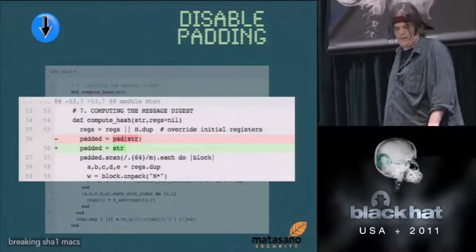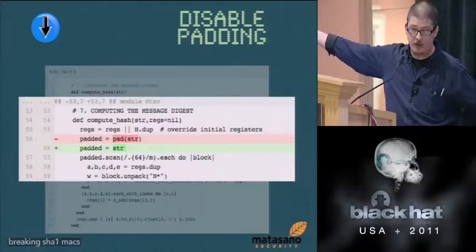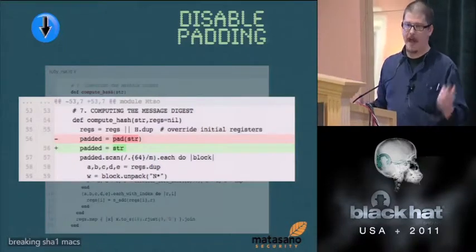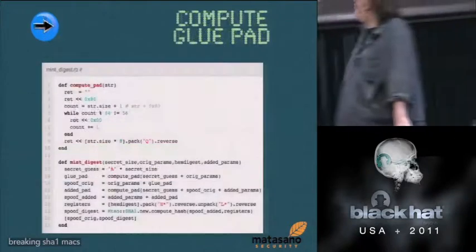So all I did here was take the fact that they're calling the pad function with the string that gets passed to compute hash, and I just say, don't do that. It's that simple. Okay. So next part. This is a little bit more tricky.